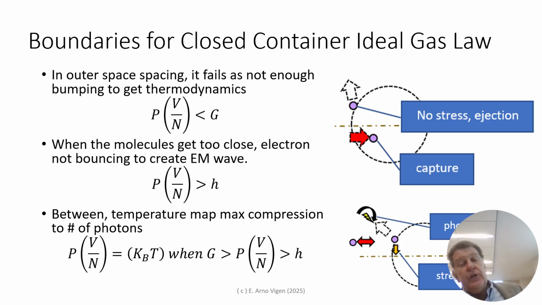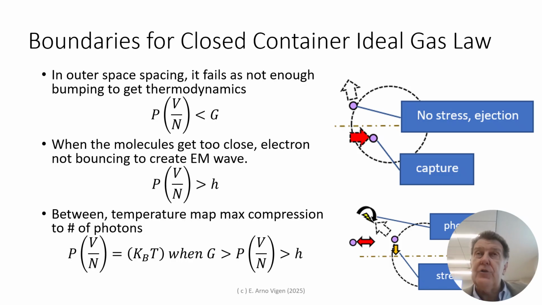So, as I said, this relates to the closed container ideal gas law. Now, I take that a little differently. I use the formula V, volume, divided by N, the number of molecules. So now the scale of this equation is the same as the scale of the interaction. In fact, we can now say where the closed container ideal gas law stops. When the pressure times the volume is less than gravity, the interaction doesn't happen. Molecules are too far apart to bump into each other enough for thermodynamics to take effect.